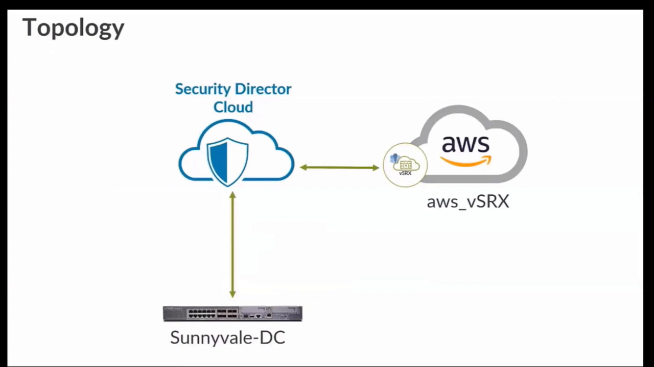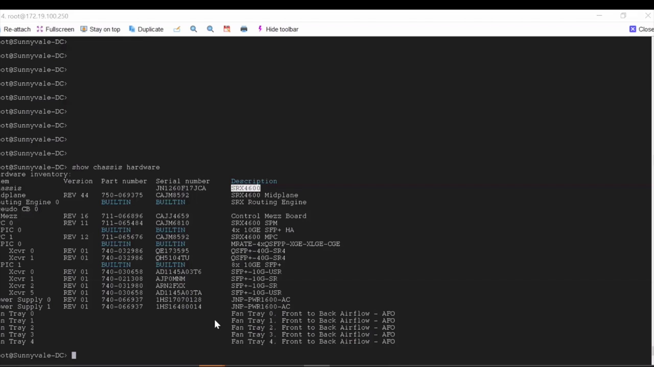Now we will move to the next part of the demo, which is firewall policy management. I have a physical SRX with hostname Sunnyvale DC, and an AWS vSRX in AWS. I'm going to show you how Security Director Cloud can have both of these devices under one single policy.